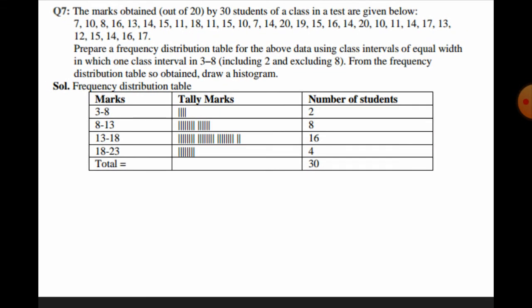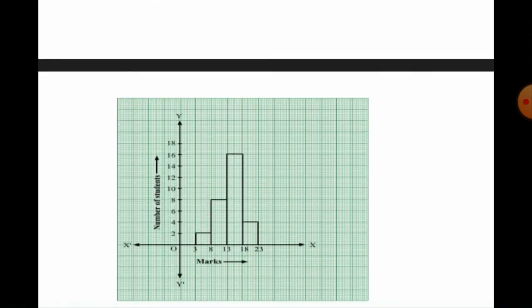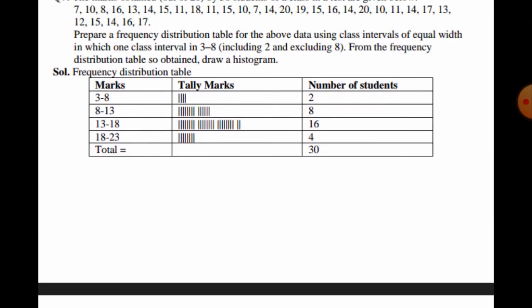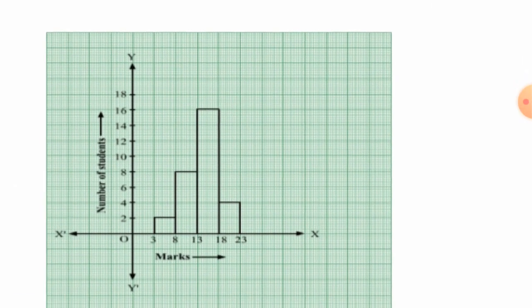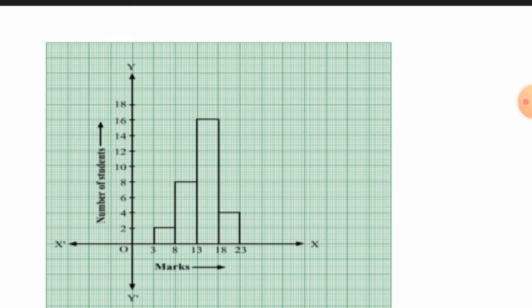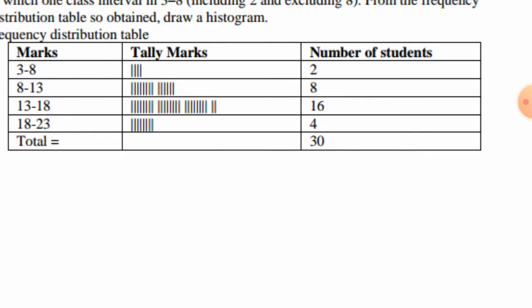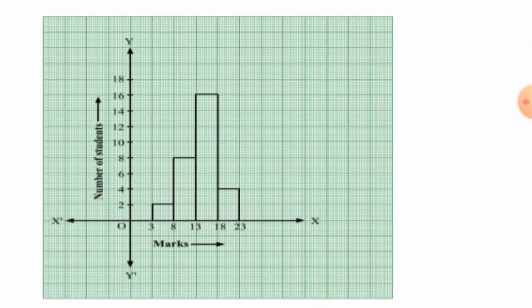Now after making this frequency distribution table, we have to represent this histogram. On the x-axis we will take marks, and on the y-axis we will take number of students. So the class interval between 3 to 8, that is 2. So total number is 2.